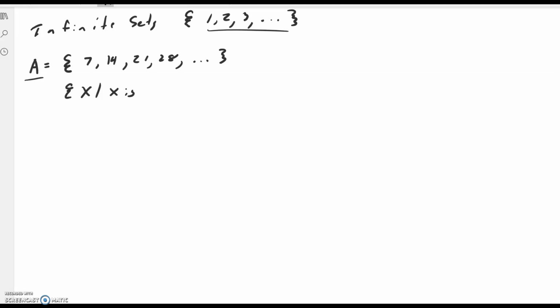I was going to put is a member of, but I think instead I'm going to practice using X is an element. X is one of the numbers in the natural numbers. Remember, the natural numbers are 1, 2, 3, etc. And X is a multiple of 7. And that seems to do the job nicely.